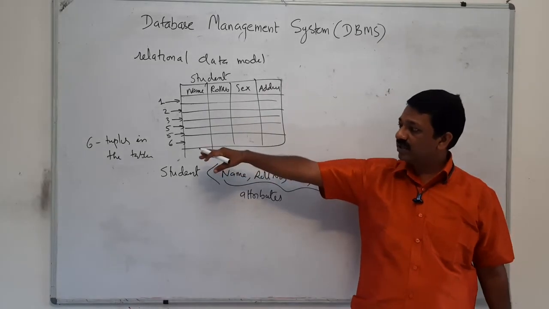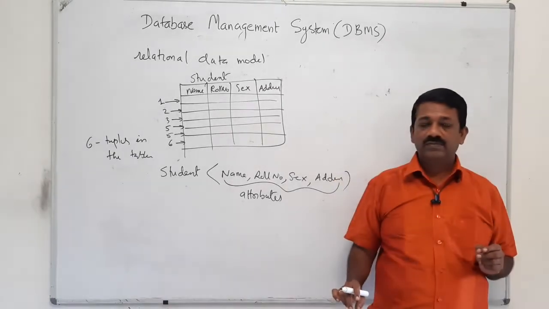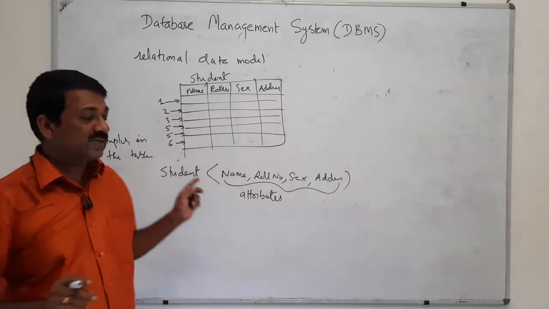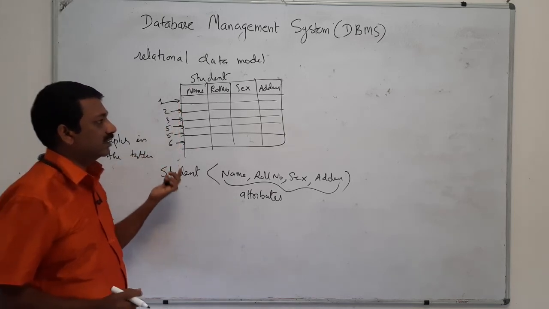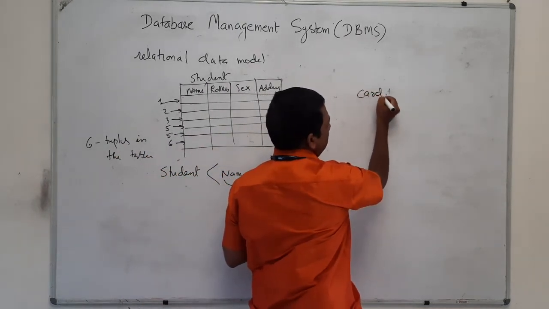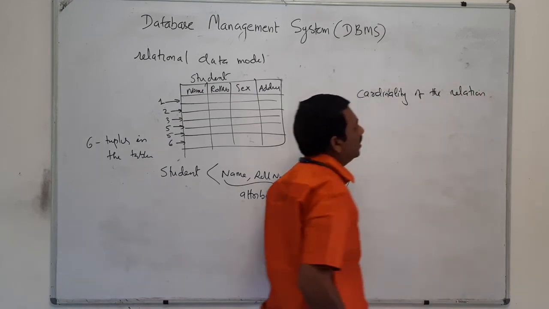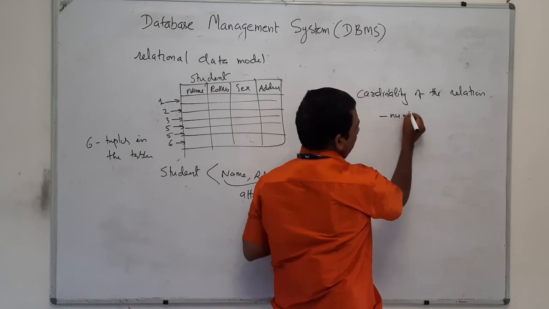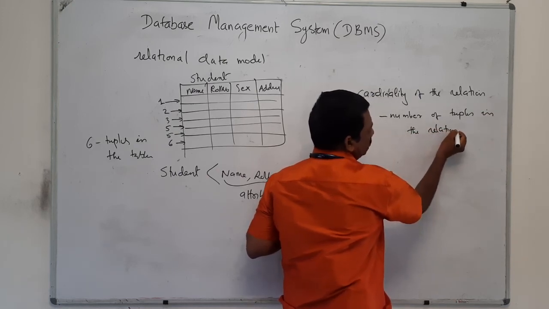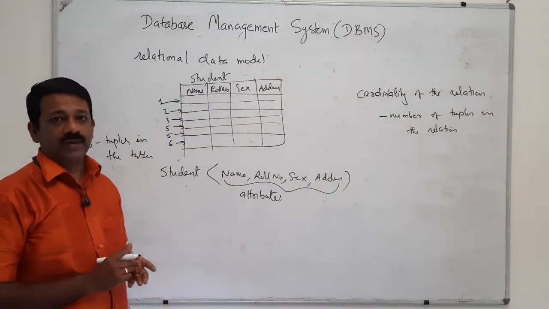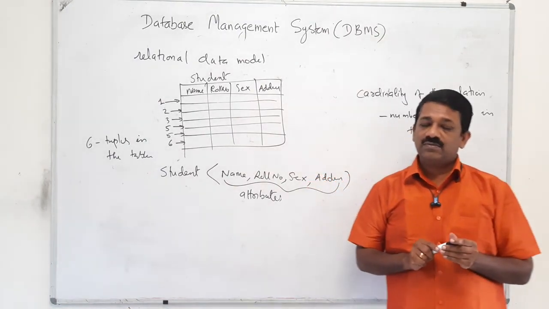How many tuples are there? How many rows are there in this table? 6 tuples are there. So each row is called a tuple and each column is called an attribute. For example, here tuple number 1, tuple number 2, etc. The total number of tuples in the relation is called the cardinality of the relation. Cardinality means the number of tuples in the relation. Okay, that is called cardinality. So that is all about the relational database model. We will discuss the relational database model in detail.